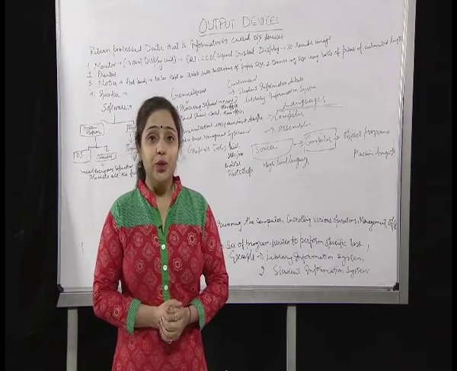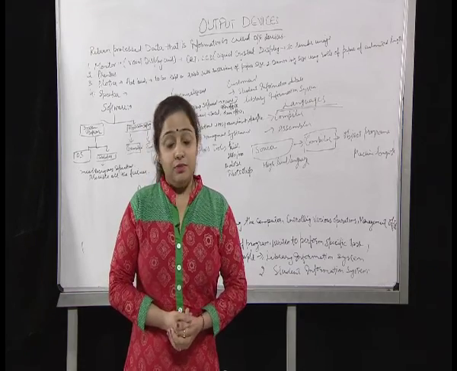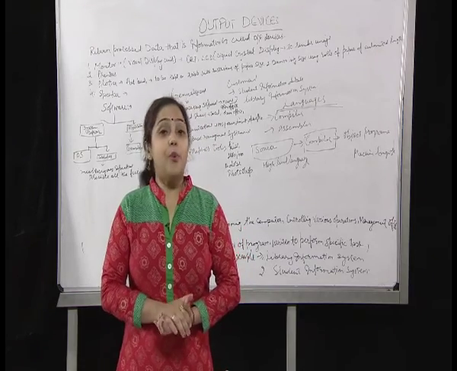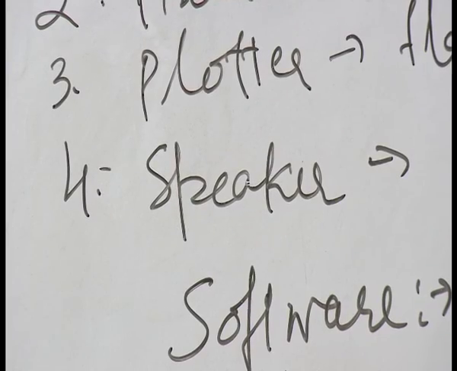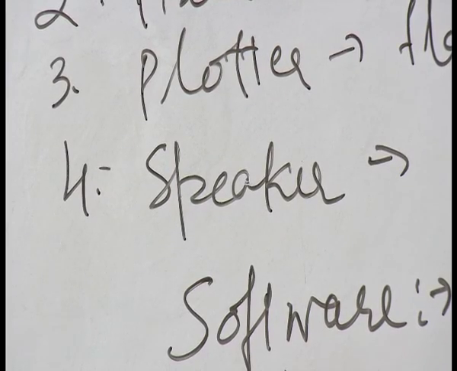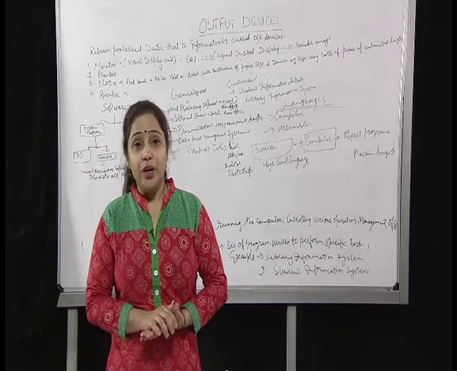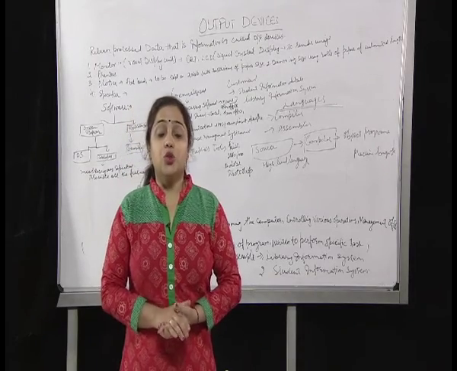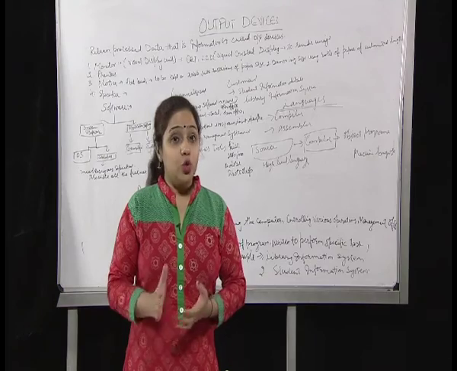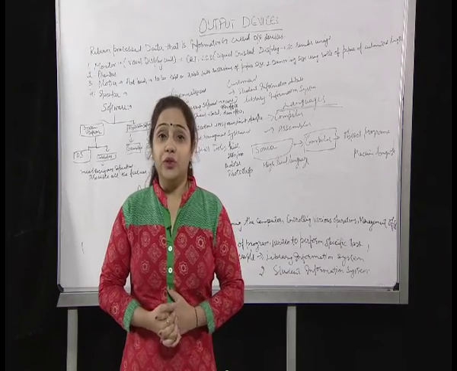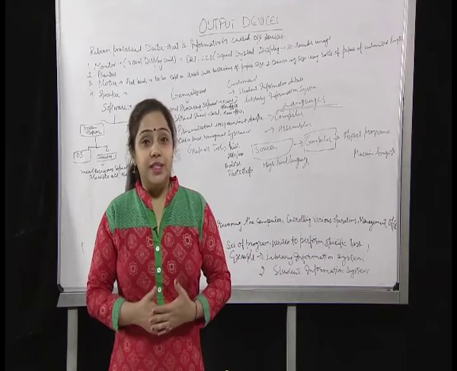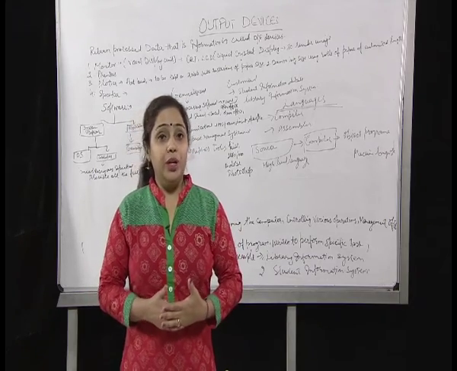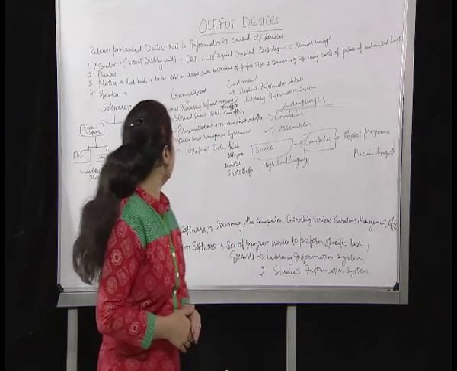So the fourth one is a speaker. Now we are going to discuss what a speaker is. A speaker is also an important output device of the computer. Without a speaker, a computer cannot give voice. A speaker should be attached to the computer, then only can we get music and sounds from the computer. So this is also a main part of the computer.